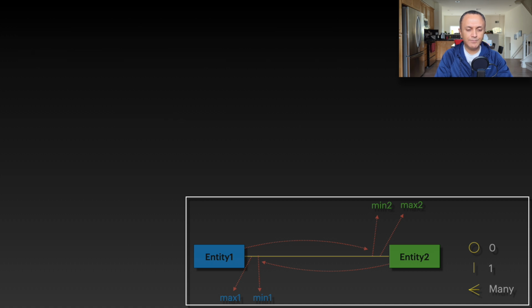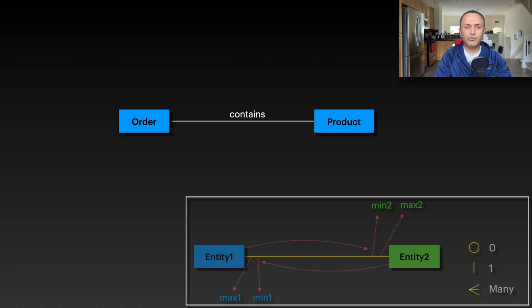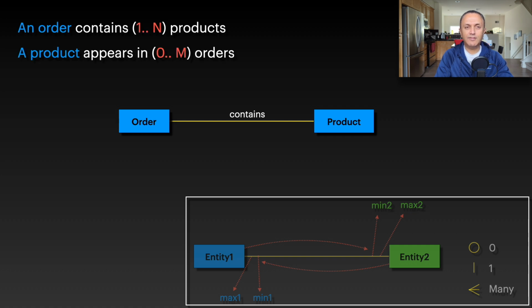Another example. Now we're looking at the orders and products example. Again, an order contains one to many, like one or more products, and a product can appear in 0 orders or many orders. So for the order side, the minimum is 1, the maximum is many. So again, the symbol. From the product side, the minimum is 0, that's the circle, and then the maximum is many. So again, this illustrates both the participation and the cardinality ratio.